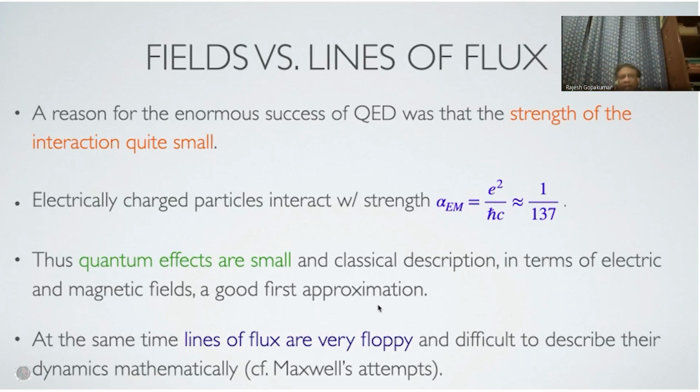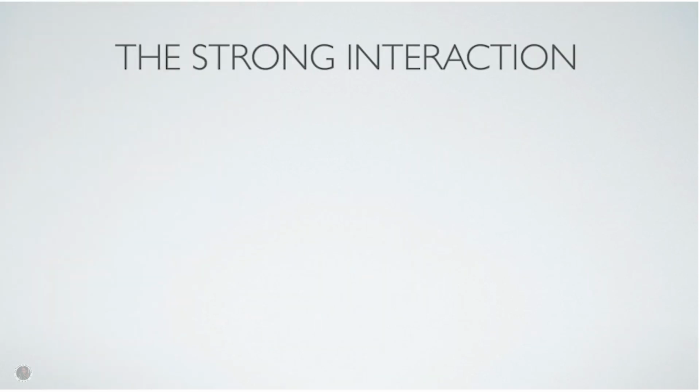Electromagnetism is a long range force. And so these lines of force extend all the way. So they are not very rigid objects. They're very floppy objects in that sense. And that's one of the reasons in hindsight that writing equations for the dynamics of those lines of flux was very difficult, because they're not really rigid. When you have a rigid body, you can write its equations of motion more easily as compared to something which is completely non-rigid.